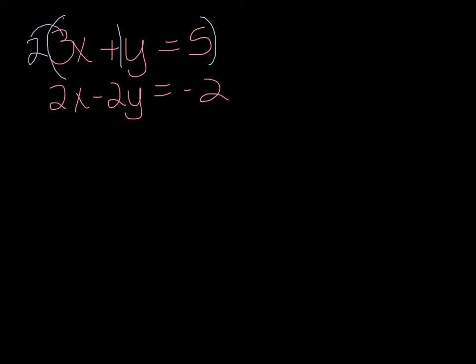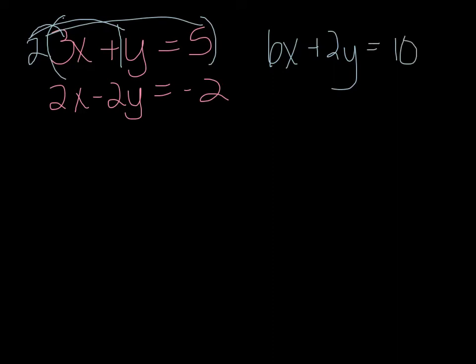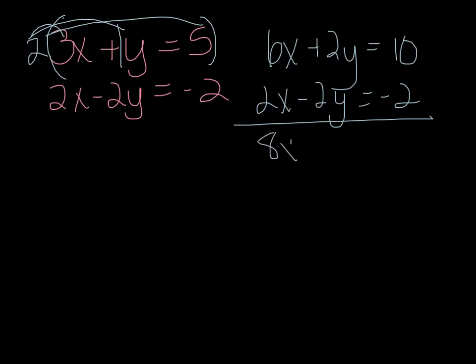So you distribute. So 2 times 3x is 6x. 2 times 1y is 2y. And then 2 times 5 is 10. Now I'm just going to bring this equation back and line it up. So we have 2x minus 2y equals negative 2. Now you notice my y's are going to be eliminated. So 6x plus 2x is 8x. Those get eliminated. Equals 8.